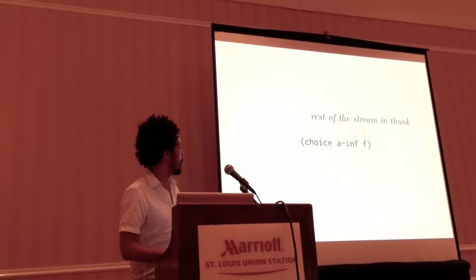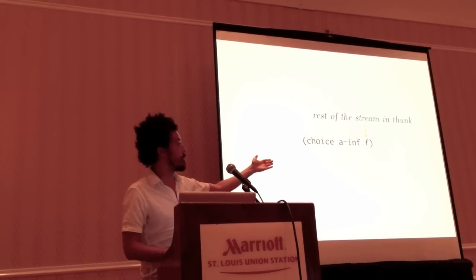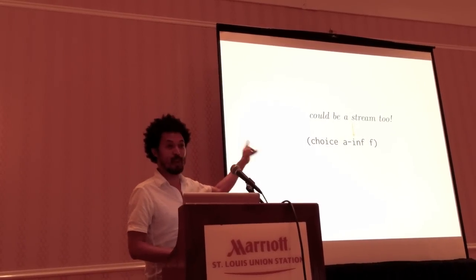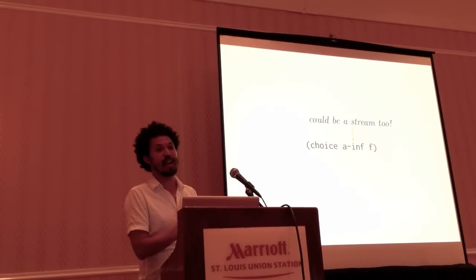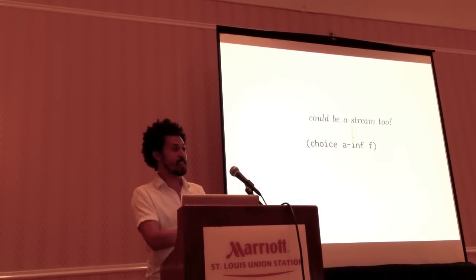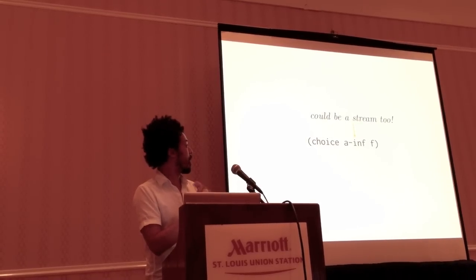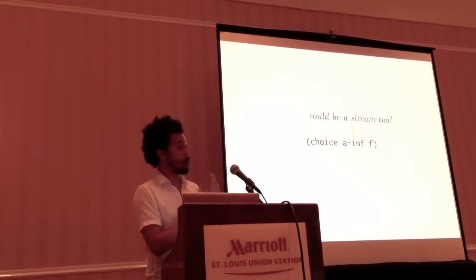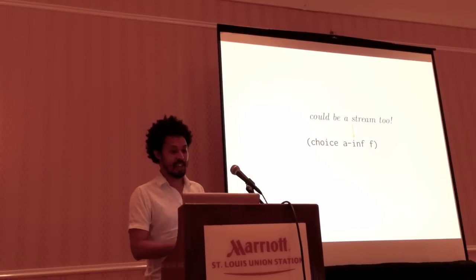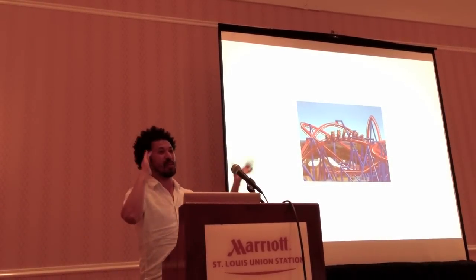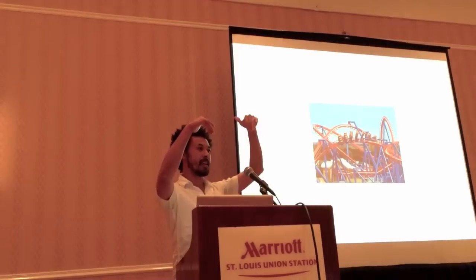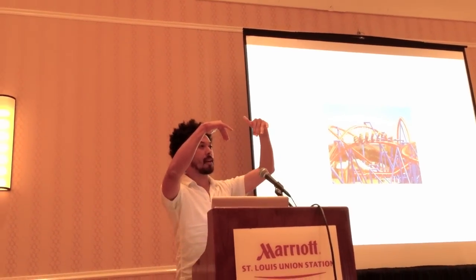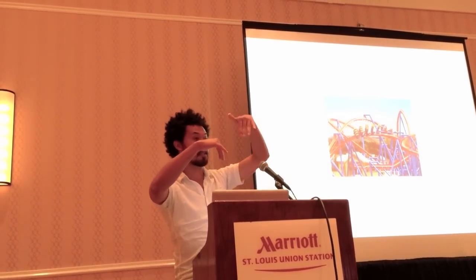So choice looks like this. The rest of the stream is in the thunk. And where it gets crazy is that this guy, AN, could be any of those possible values. It could be nil. It could be a substitution, it could be a choice, or it could be a thunk itself. And this is when your mind starts going on a roller coaster ride, right? Because this means that streams can be combined. You could have a stream, and the stream could have a stream inside of it.